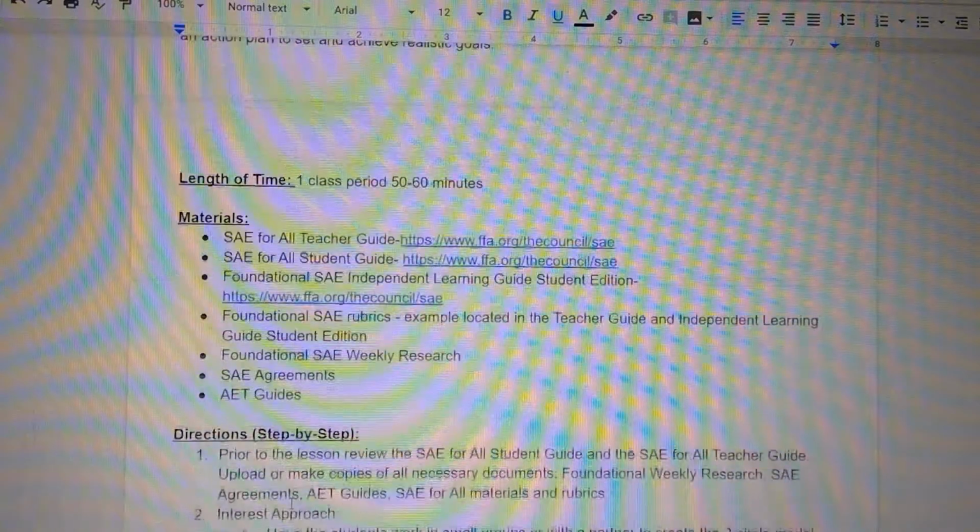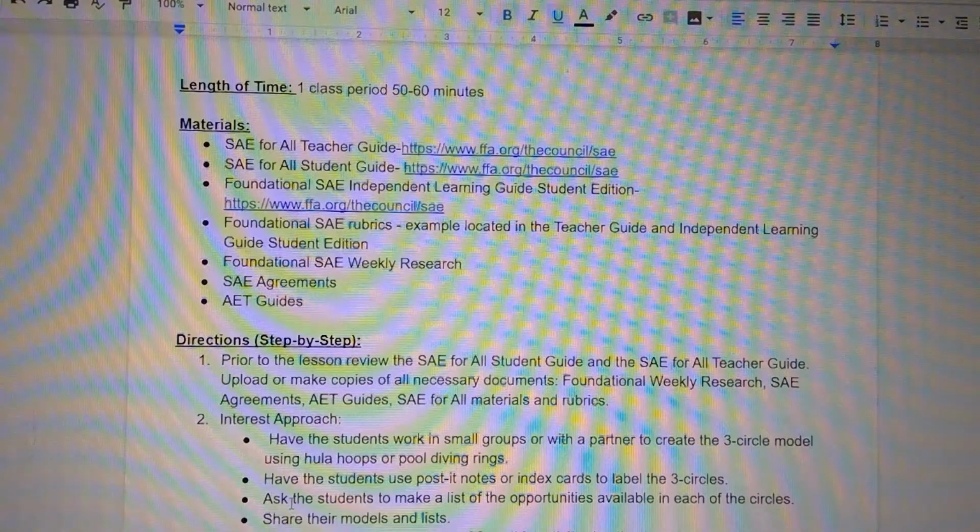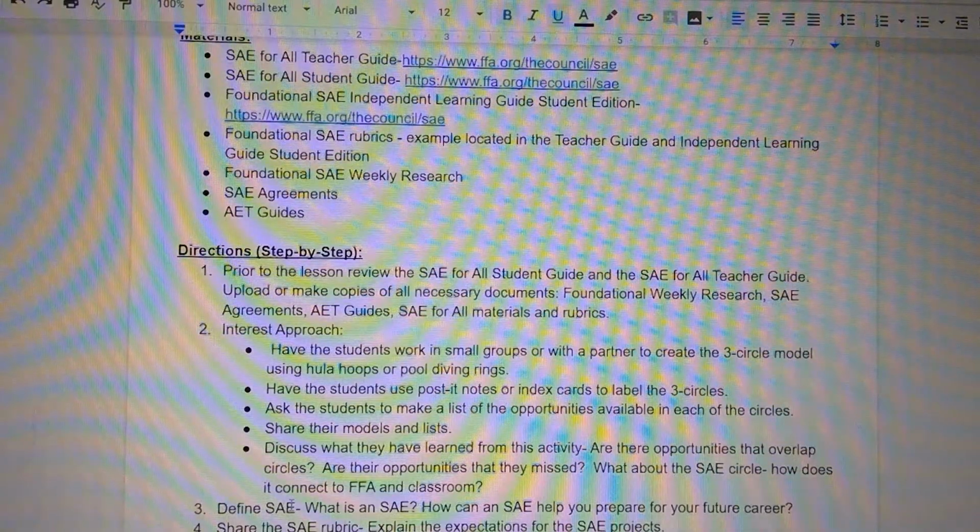I have linked the guides from the National Council for Agricultural Education, and their information is readily available to you, so you have links to that. I have also created SAE rubrics, and I have SAE agreements that I use from the council for my students this year for the first time, but I'll get to those later.